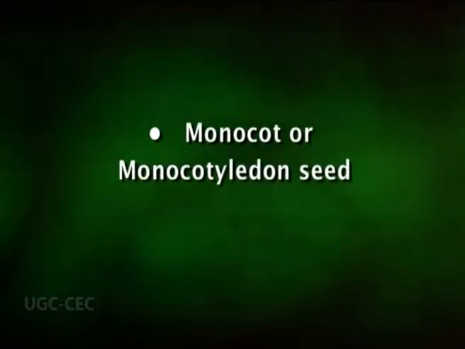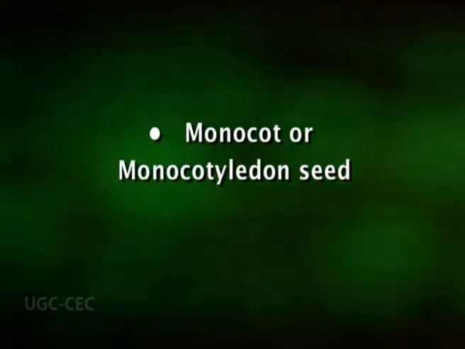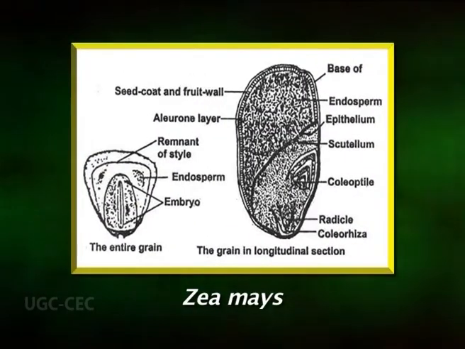Now first, the monocot or monocotyledon seed. Monocot seeds possess only a single cotyledon that does not store nutrients. Corn is a typical example. Although a corn grain is usually a fruit, the seed occupies almost the entire grain. The wall of the fruit, known as the pericarp, is fused to the seed coat. Below this lies the aleurone layer, which is composed of thick-walled aleurone cells. Endosperm occurs below the aleurone layer.